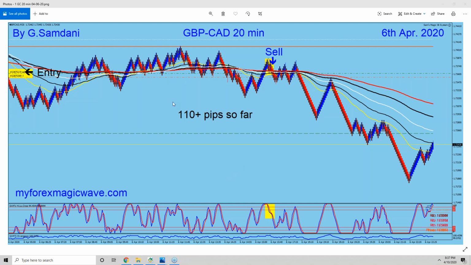So let's get started. I just wanted to show the trades and the reason behind them and what is coming up next week. So let's get started here.